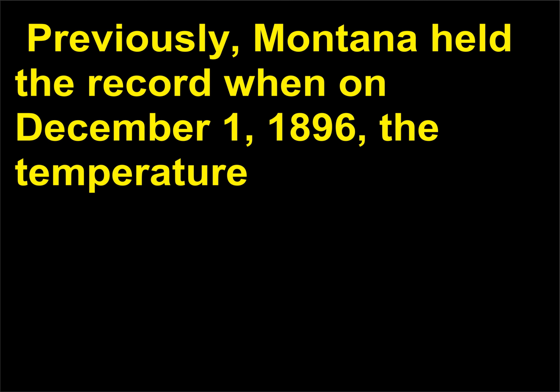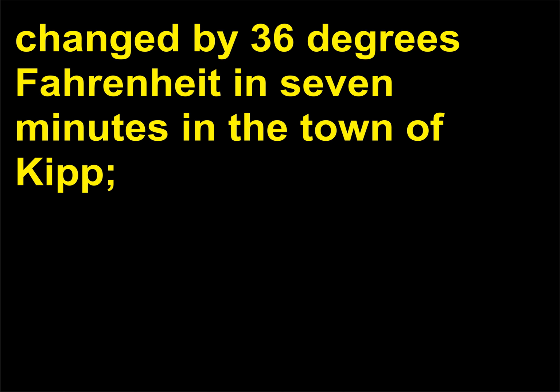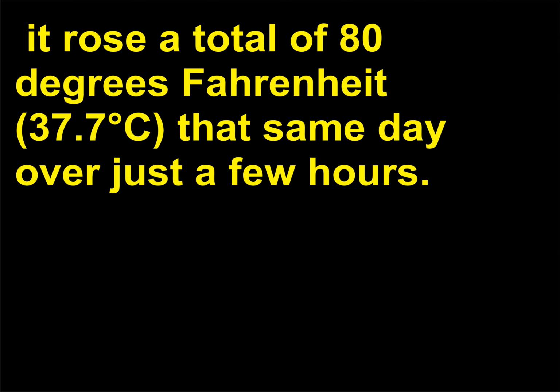Previously, Montana held the record when on December 1, 1896, the temperature changed by 36 degrees Fahrenheit in 7 minutes in the town of Kip. It rose a total of 80 degrees Fahrenheit, 37.7 degrees Celsius, that same day over just a few hours.